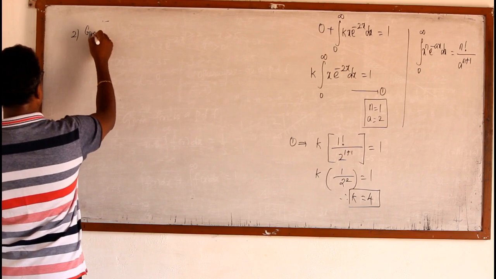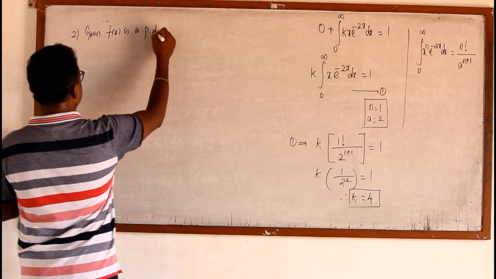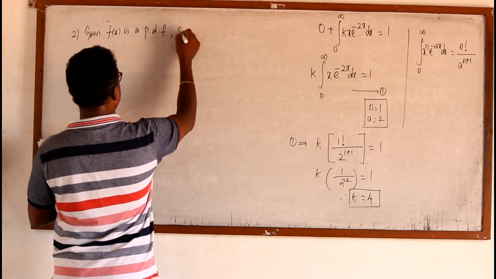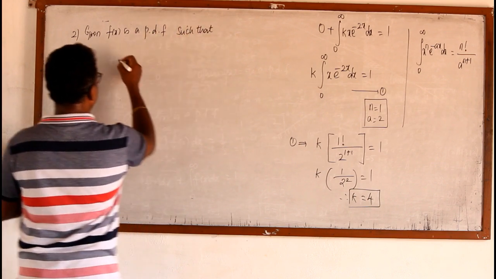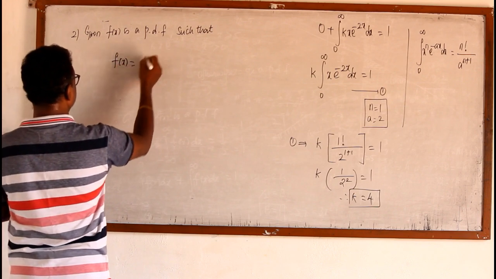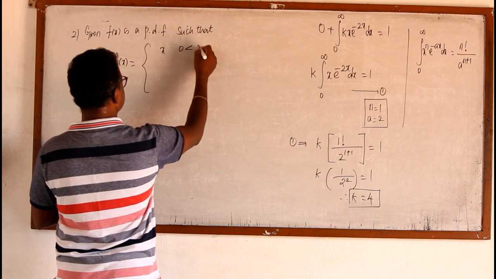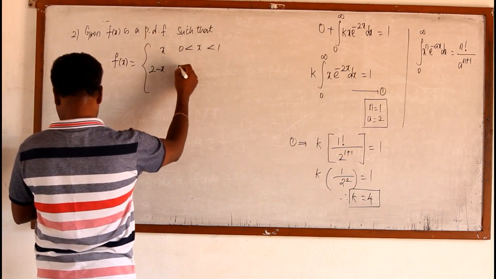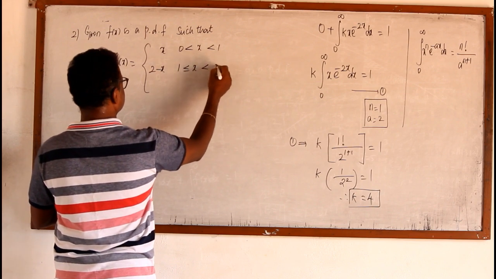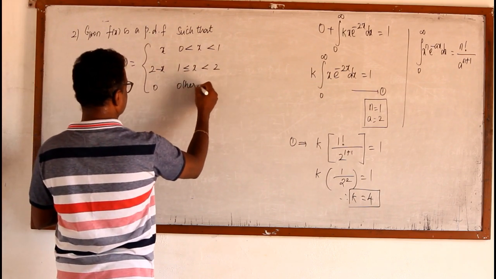Given f of x is a PDF such that f of x equal to x when 0 less than x less than 1, 2 minus x for 1 less than or equal to x less than 2, and then 0 otherwise.